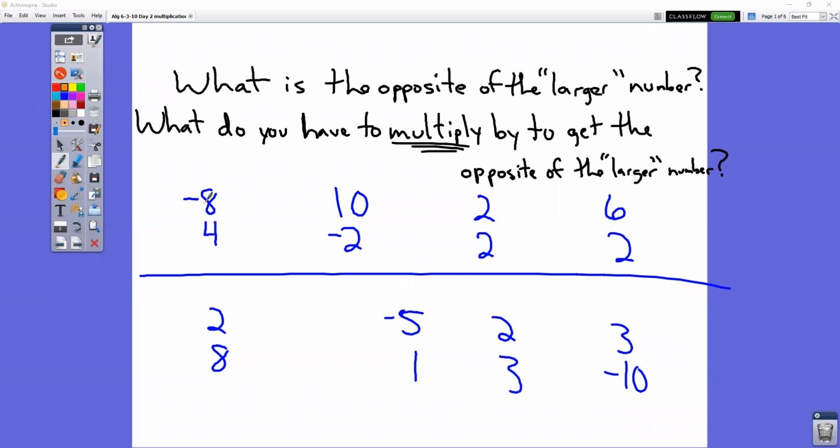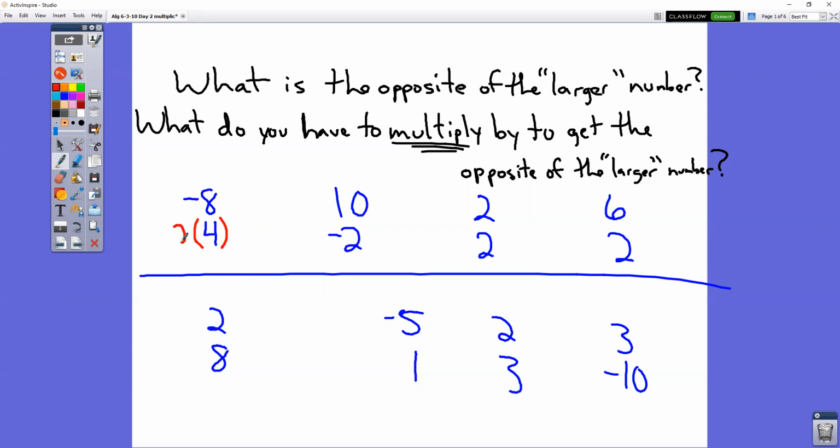So what you have to think about is what do you have to multiply by to get the opposite of the larger number? If I take a look at this -8 and 4, I want to create opposites with my larger number, the number farther away from 0 on the number line. So what is the opposite of -8? Well, the opposite of -8 is +8. So I need to think about what I need to multiply this 4 by to get the opposite of -8, which is +8. So 4 times what equals 8?